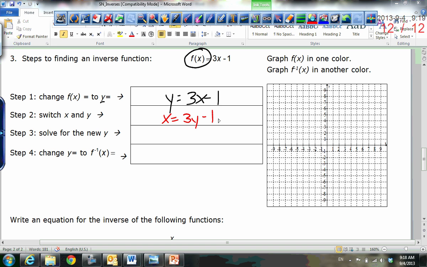Next thing says to solve for the new y. So how am I going to get this y by itself? Add 1 to both sides. And I'm going to divide both sides by 3. This is algebra 1. We're solving for y. So divide that side by 3, divide that side by 3. So I get y equals 1/3 and then x plus 1.